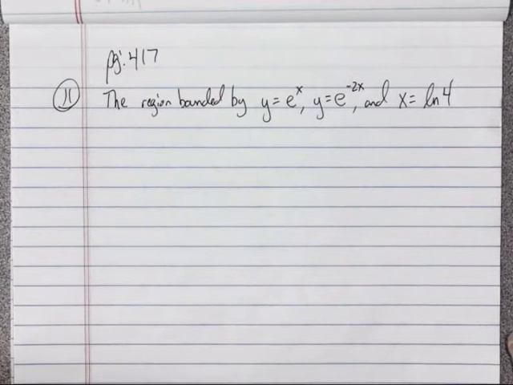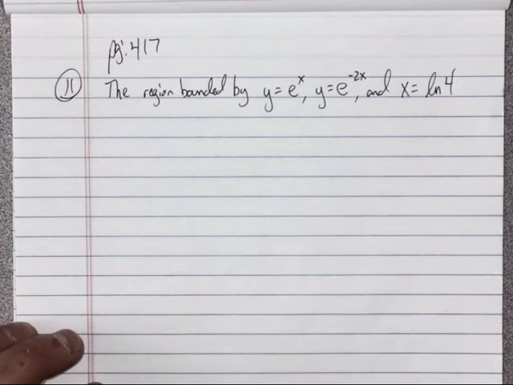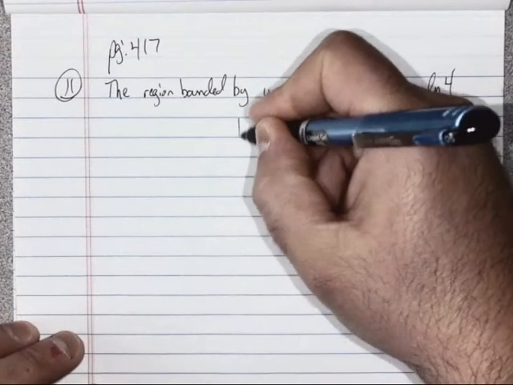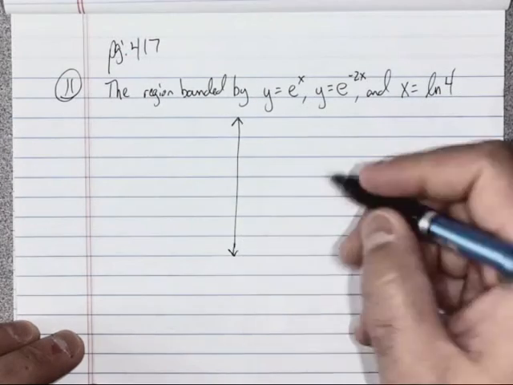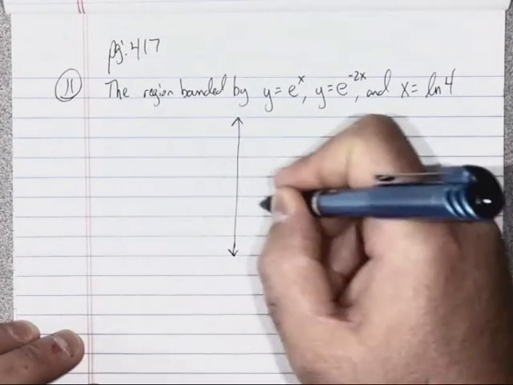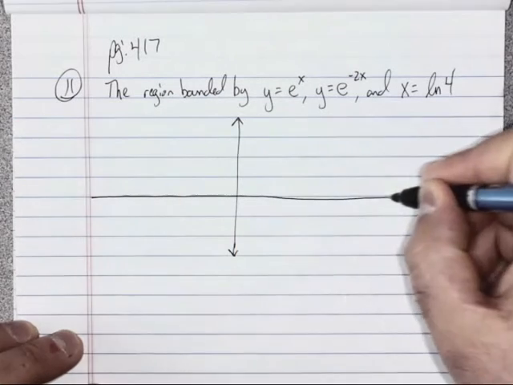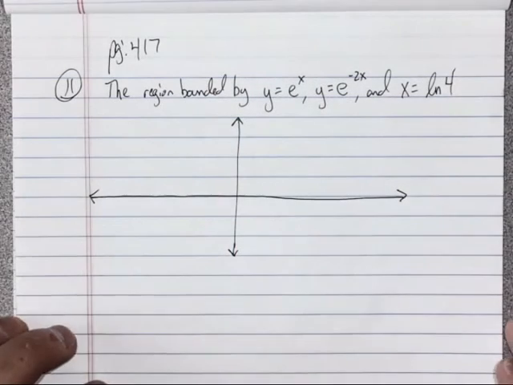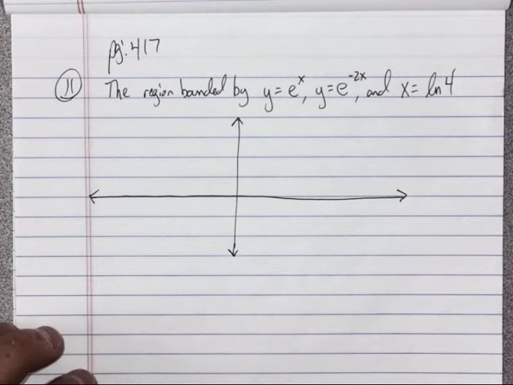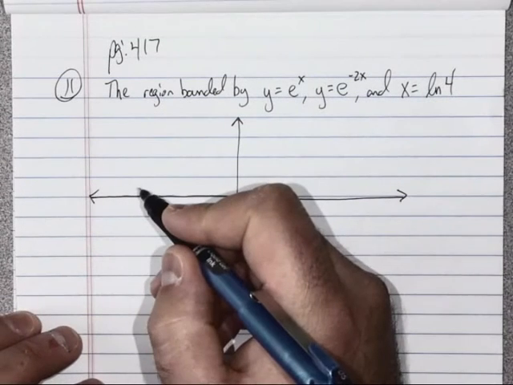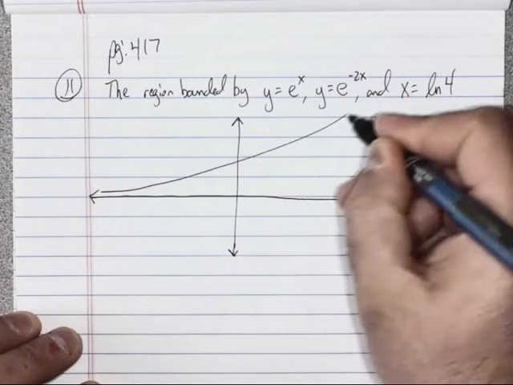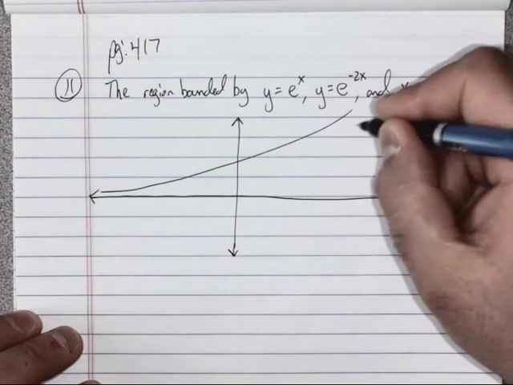Okay, so y equals e to the x, y equals e to the negative 2x, and x equals ln of 4. So yes, it's always important to get an idea of what this looks like graphically. You can obviously use your graphing calculator to give you an idea here, and that's kind of how I got a good sketch of the graph, is starting with the calculator. So I'm going to sketch what I have. So we first of all have y equals e to the x. So that looks like this. And this is a rough sketch.